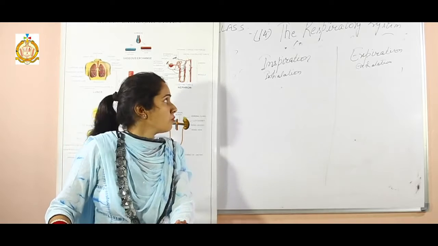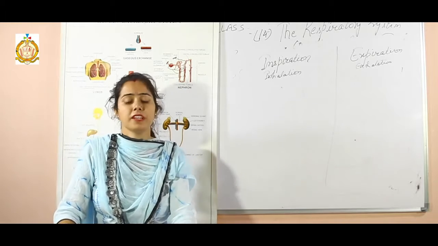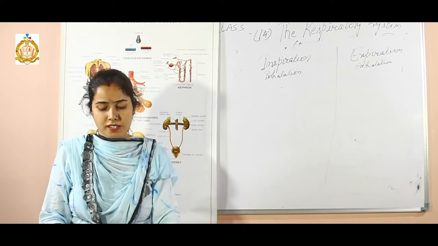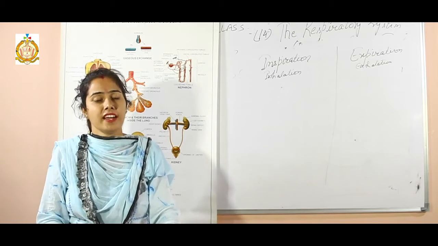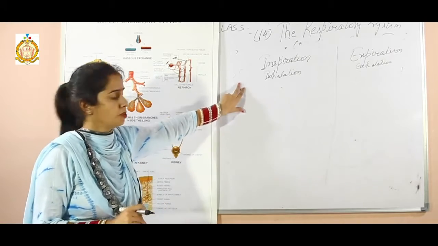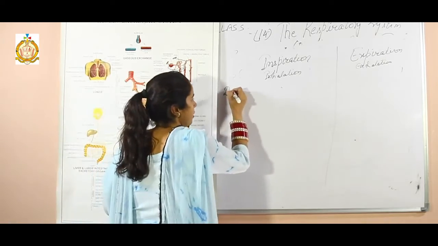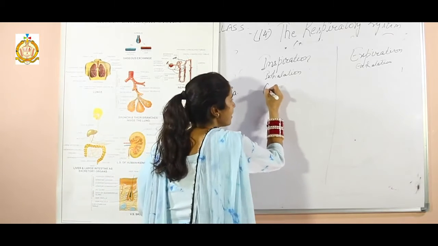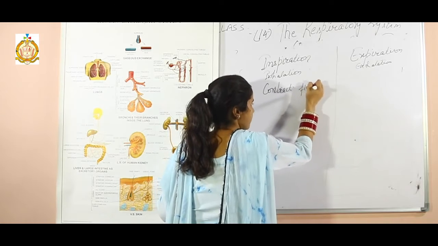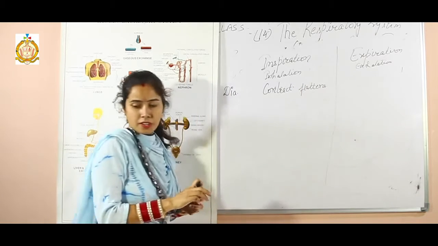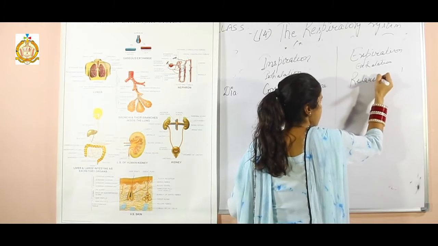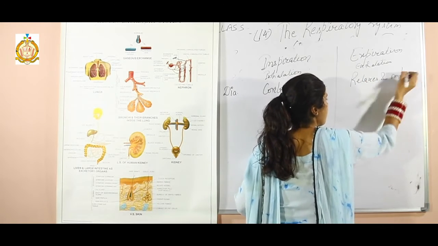First of all, what are the different things which are involved in respiration? Diaphragm, ribs, intercostal muscles, then the rib cage and sternum. Now first one, in case of inspiration, what happens to the diaphragm? The diaphragm contracts and flattens. In expiration, it relaxes and moves upward.